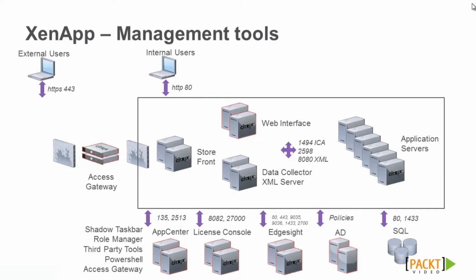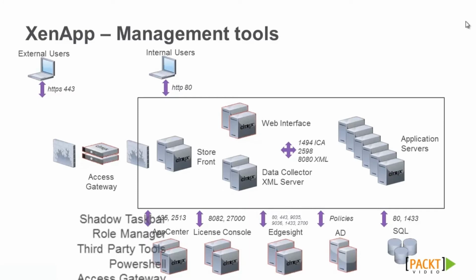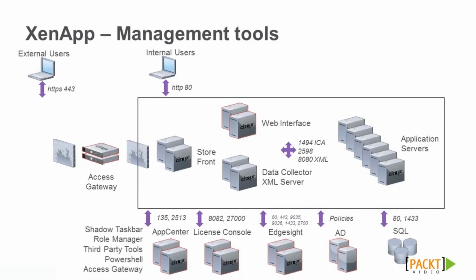The Shadow taskbar allows you to monitor multiple ICA sessions from a single location. The XenApp Server Role Manager is a wizard that assists you with installing and configuring XenApp. There are third-party tools out there for managing XenApp, and we'll take a look at how to find them. PowerShell scripts for XenApp are very powerful and can be used for many purposes and will be covered in a later section. The Access Gateway console is accessed through a web browser.